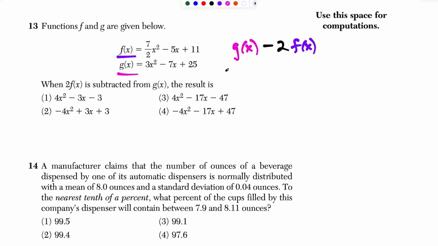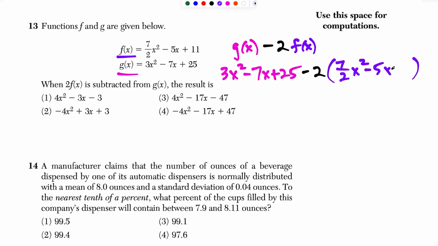So now let's plug in. g of x is 3x squared minus 7x plus 25. And here we're subtracting 2 times f of x. But just make sure to write f of x in parentheses here so that you don't forget to distribute the negative. So we have 7 over 2 times x squared, and then we have minus 5x, and then plus 11. So now for the rest of this question, what I would do is I would write the results vertically so that it's easier to combine like terms.